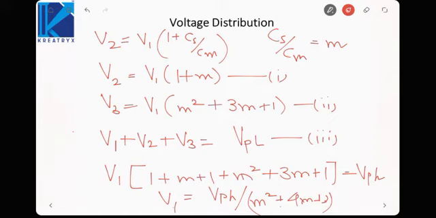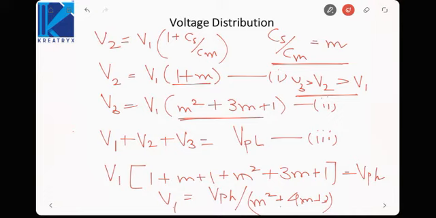Now we know this factor of M will be greater than 0. So here V2 will be greater than V1 because this factor is greater than 1, and V3 will be greater than V2, because V3 was V2 plus M into (V1 plus V2). So it is always greater than V2. So we see as we move towards the conductor, the voltage increases.